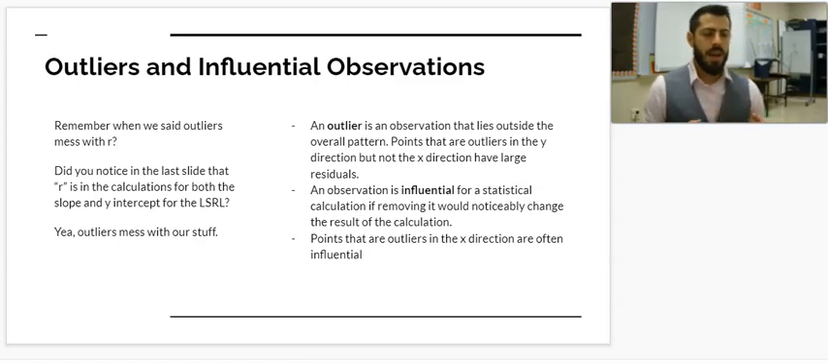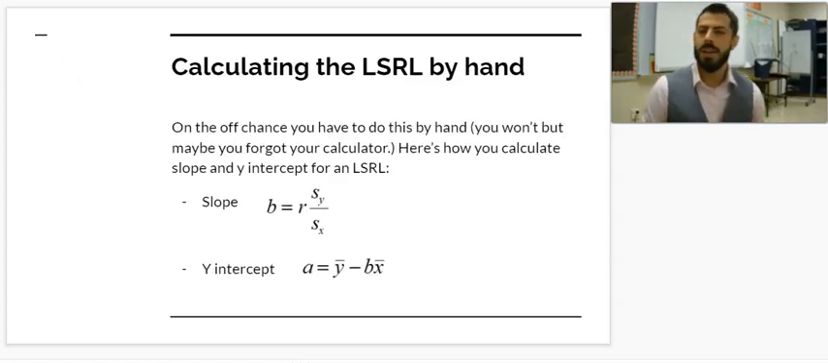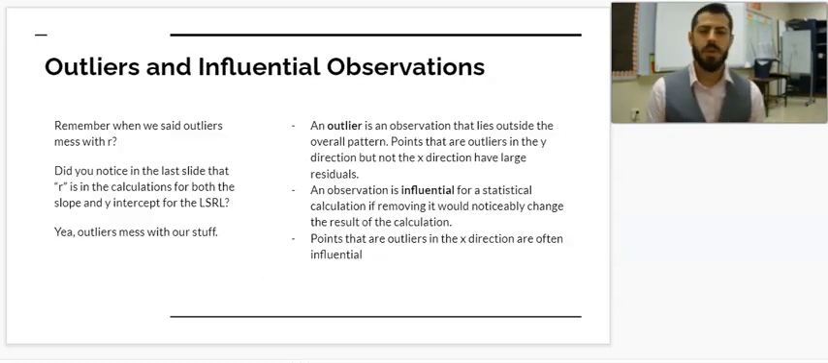So notice that because r is in the calculation for slope, r is also in the calculation for the y-intercept. So essentially both the slope and the y-intercept have r involved in their actual calculations. So outliers in either direction, because r is affected by how spread out everything is, outliers decrease r. Therefore, outliers are going to have a big impact on everything about our least squared regression line. So we also need to know the difference between an outlier and an influential observation, right?